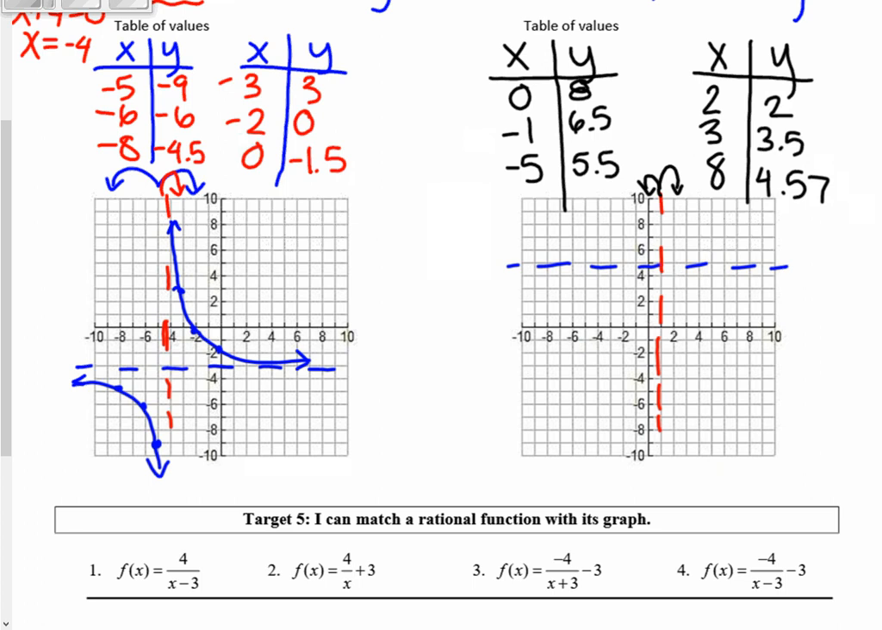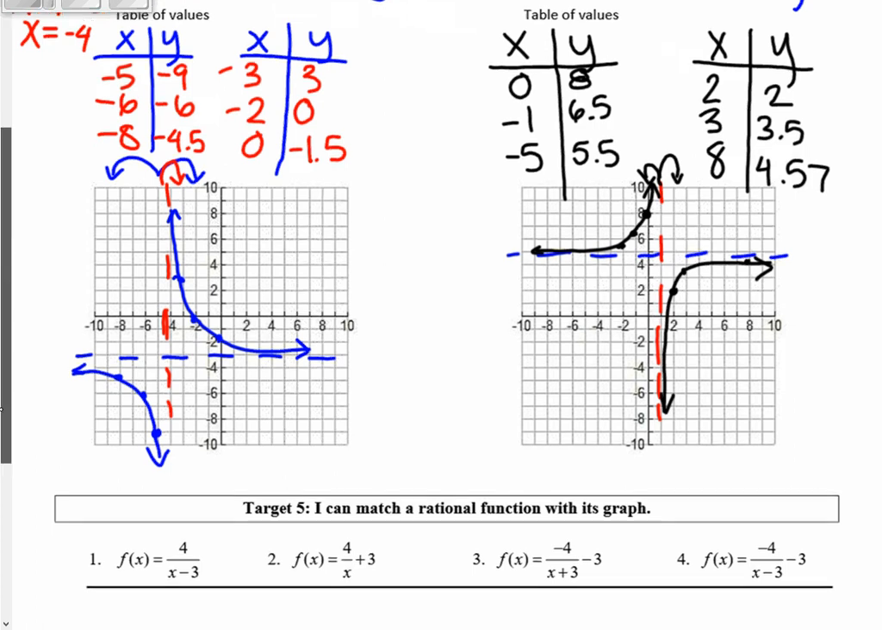So at 0, I'm up at 8. -1, I'm at 6.5. -2, I'm at 5.5. So we're approaching that asymptote. Remember, you never want to cross that asymptote. For my right branch, I'm starting at 2, 2. Then I have 3, 3.5. And 8, I'm up at 4.57. So again, connect your points in a curve and approach those asymptotes.